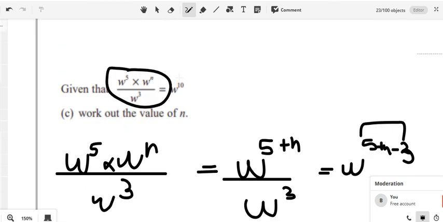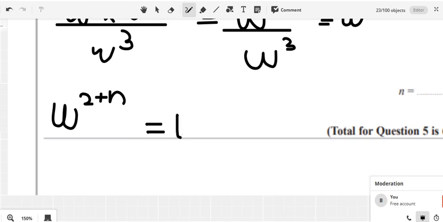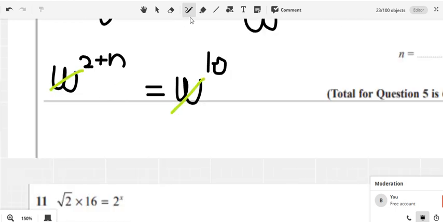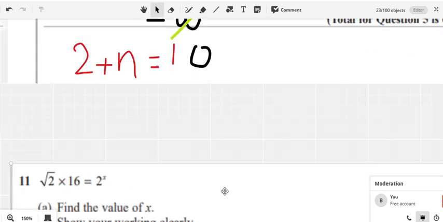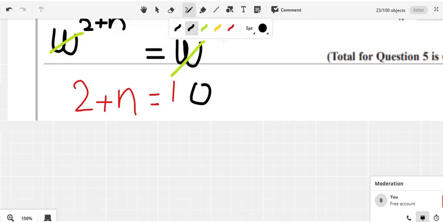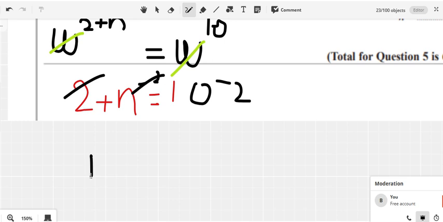Now what does it equal, as given? w to the power of 10. So write w to the power of 10. We have to find n. w and w are the same on the left and right side, so we'll cancel out. We write here 2 plus n equals 10. Now we need to solve for n, so we'll subtract 2 on both sides. This 2 and 2 cancel out, we got n equals 10 minus 2, which is 8, and that's our answer.